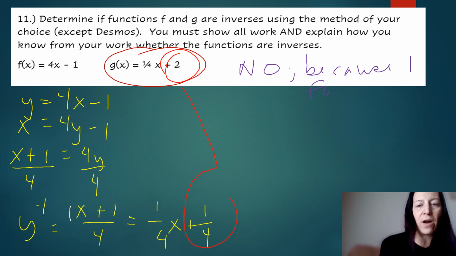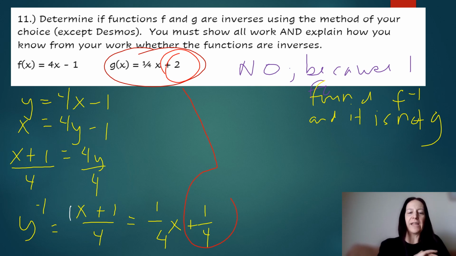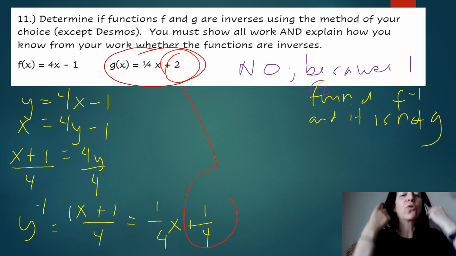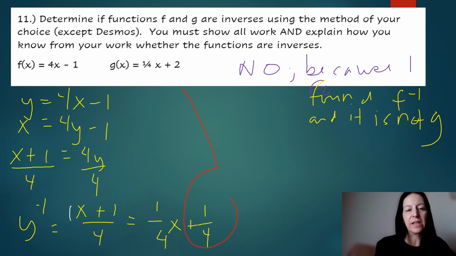because I found F inverse and it is not G. Okay, so you're going to say no, they are not inverses because I found F inverse and it is not G. Now, if you go and find the inverse and it is G, then you would say yes, because I found F inverse and it is G. It is the same function as G. So you're going to determine whether or not they're inverses, and then you have to explain why. So this is one of the ways that you can determine if something is an inverse.